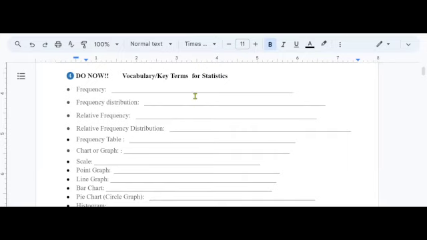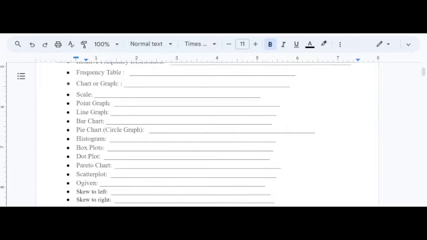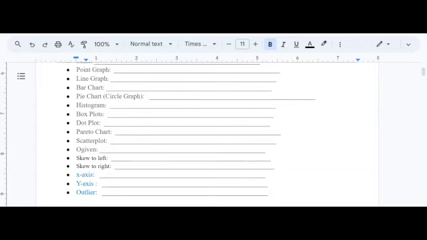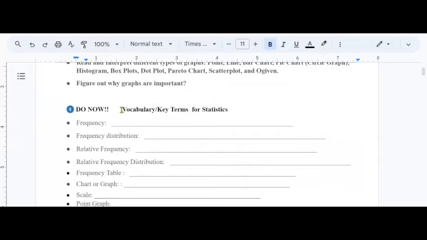Number 4. Dana, please read the vocabulary. Vocabulary, key terms for statistics: frequency, frequency distribution, relative frequency distribution, frequency table, charts or graph, scale, point graph, line graph, bar graph, pie chart, histogram, box plot, dot plot, Pareto chart, scatter plot, skewed to the left, skewed to the right, x-axis, y-axis, outlier. Very good. This is the vocabulary for this lesson. You need to search on the internet or in the book for the vocabulary.